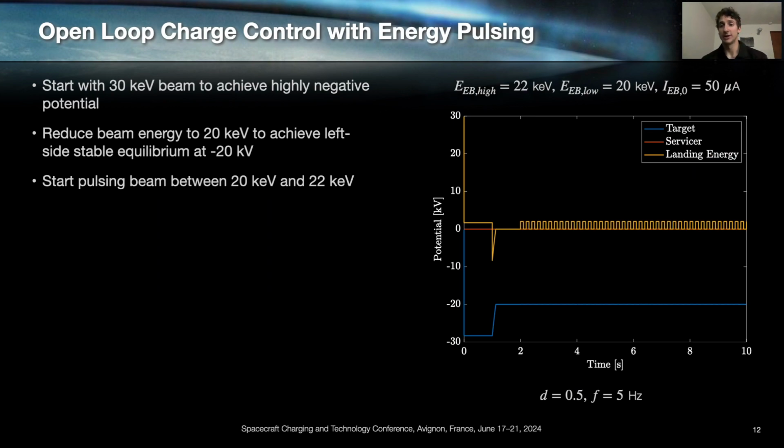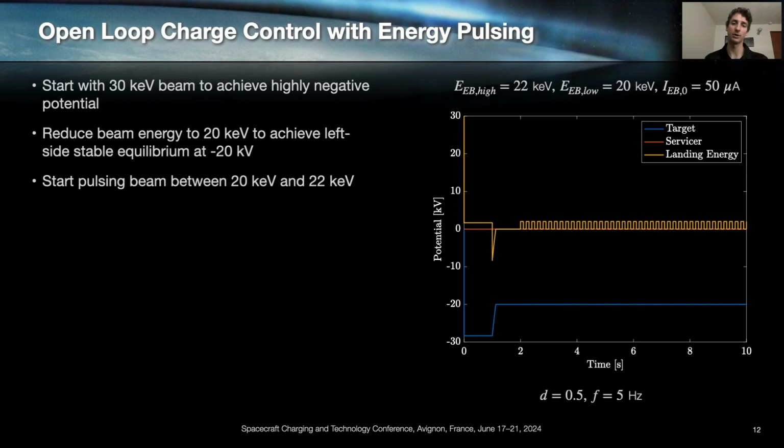So one way to deal with that lack of signal is to use energy pulsing. If we start with a 30 kV beam to achieve a highly negative potential of like negative 27 kilovolts, and we then reduce the beam energy to 20 kV, we achieve that stable equilibrium, that so-called left side equilibrium, that is equal to negative 20 kilovolts. If we stayed there, or kept using a beam energy of 20 keV, we would have a landing energy of 0 keV and therefore no signal. And we wouldn't know if we are hitting the target with the beam or not.